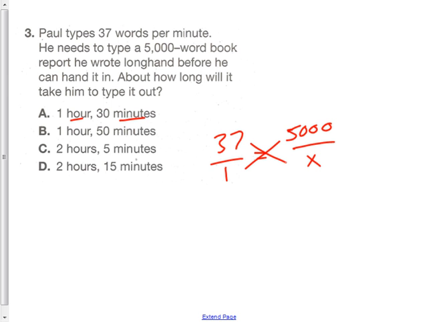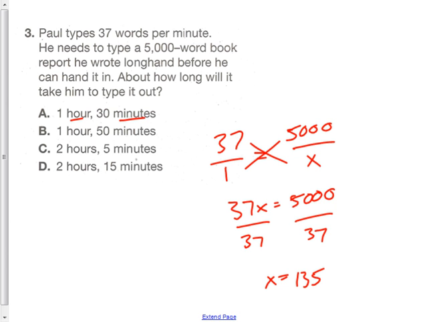So let's cross multiply. We get 37x is equal to 5,000. Let's divide both sides by 37. And so x is going to be 5,000 divided by 37, which is about 135. Let's just round it off to about 135 minutes.